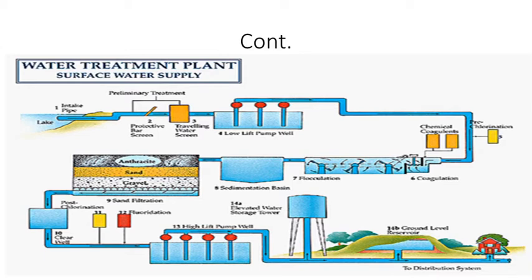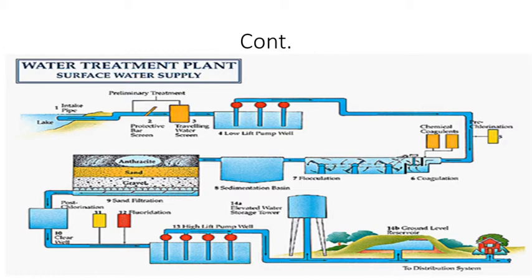Also, the size of gravel varies. The size of gravel for a slow sand filter is 3 to 65 mm, and for the rapid sand filter it varies from 3 to 50 mm. So this is about the base material required for the slow sand and rapid sand filter.